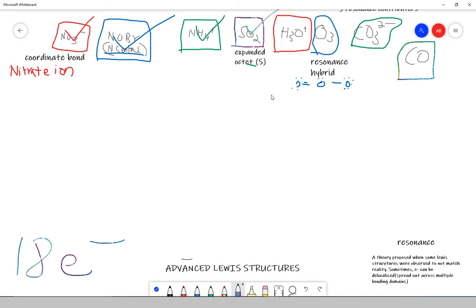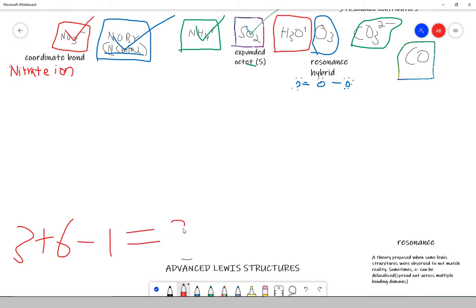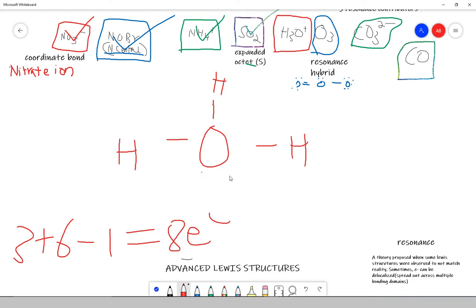Now let's move on to the next one. We have 3 plus 6 minus 1, which is 8. This is our structure for that one right there. This should be it, so we are done with this.